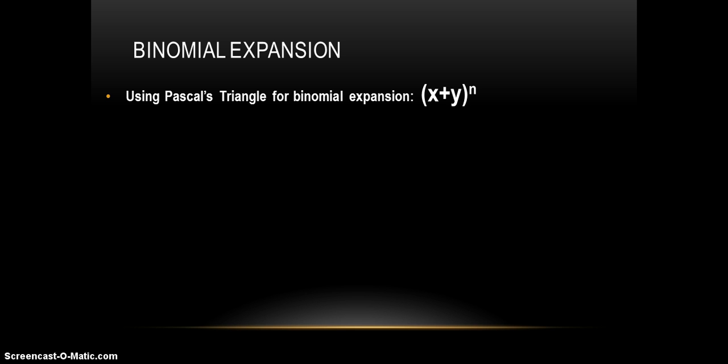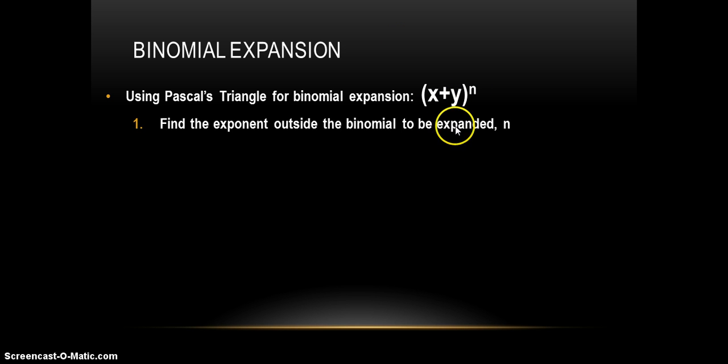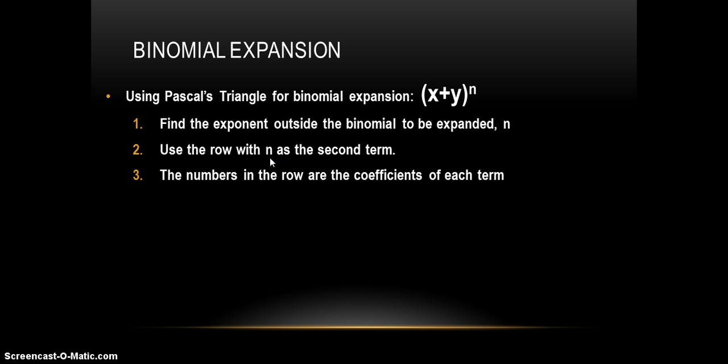First, we're going to use Pascal's triangle. That's the triangle we filled out the other day to expand x plus y to the nth power. The first thing you need to do is find this exponent n. Alright, second, look at your Pascal's triangle and find the row that uses n as the second term. That's the row you want to get. The numbers in that row are the coefficients of each term. Alright, those are the numbers that you're going to have in front of your variables.